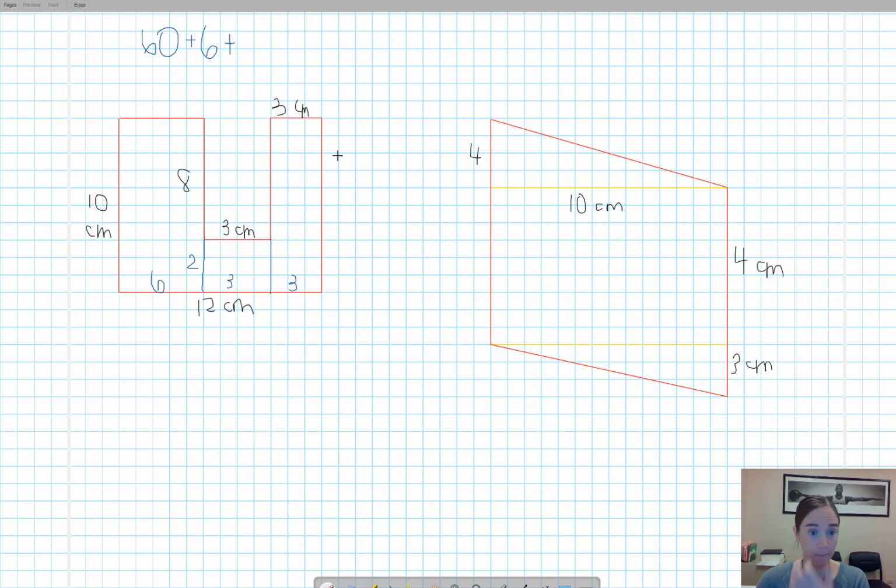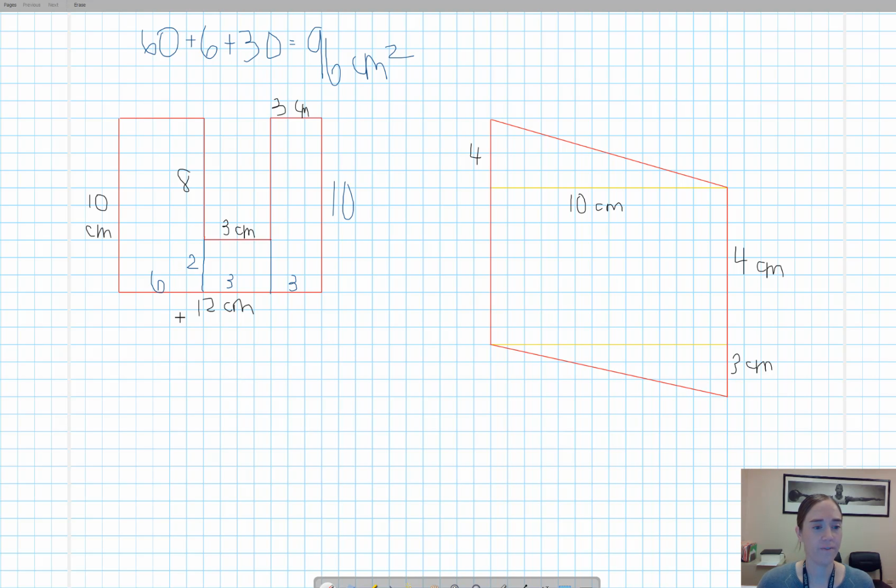Okay, so then for this last rectangle, I know that this side is 3. If this whole side here is 10, it's exactly the same on this side. Just eyeballing it, you can see that. So that means that this side would also have to be 10. So we have 3 times 10, which is 30. Then I just have to add that up. So 60 plus 6 plus 30 would be 96. That would be my area, so it would be centimeters squared.